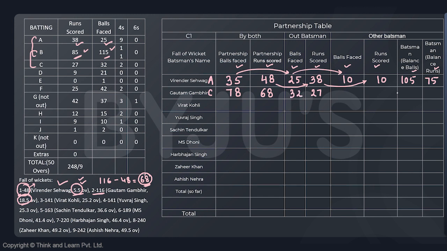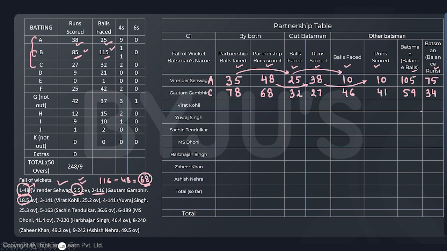So that other player, which is B, has played how many balls? 78 minus 32 is 46. He has made how many runs? 68 minus 27. He has made 41 runs. Now the balance balls is 105 minus 46, that is 59 balls, and the balance runs are 75 minus 41, that is equal to 34 runs. So this B is yet to make 34 more runs, is yet to play 59 more balls, right?